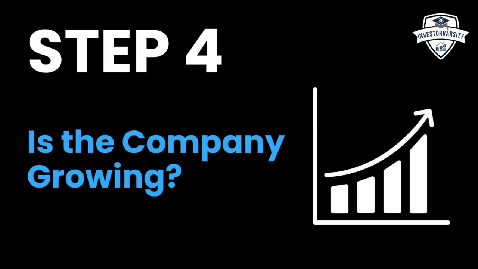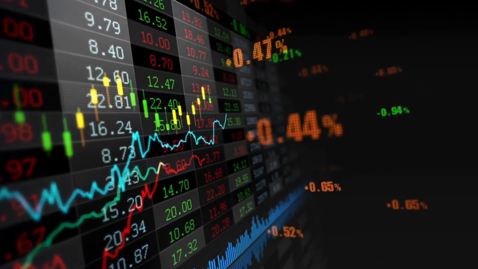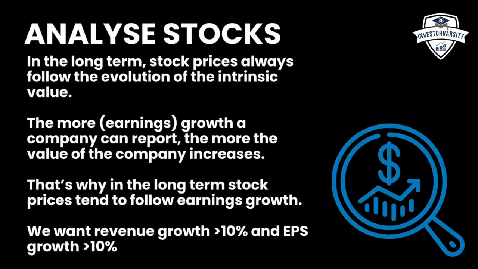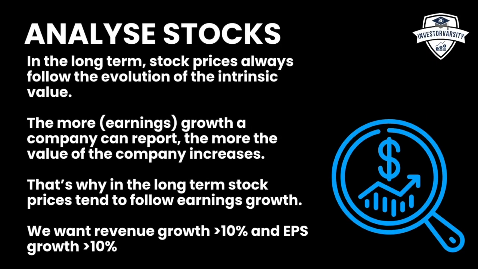Step 4. Is the company growing? In the long term, stock prices always follow the evolution of the intrinsic value. That's why earnings growth is so important for investors. The more earnings growth a company can report, the more the value of the company increases. That's why in the long term, stock prices tend to follow earnings growth. And we want revenue growth to be above 10%, and earnings per share growth to be above 10% as well.